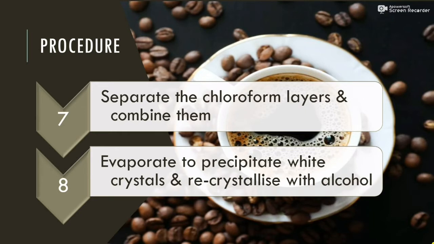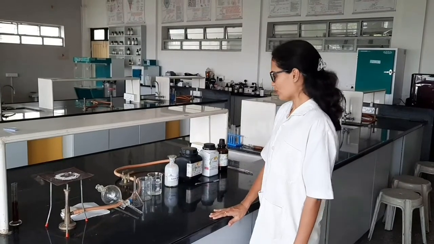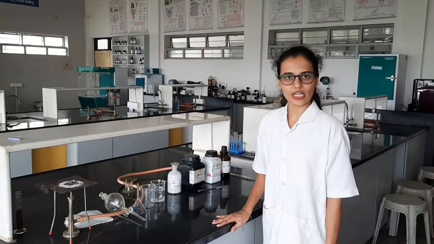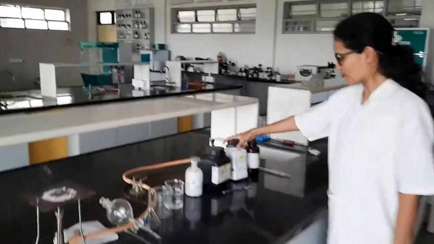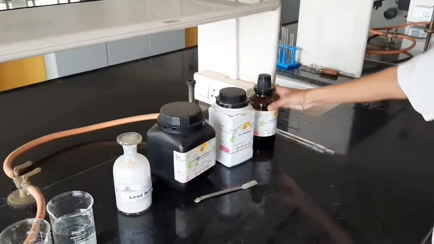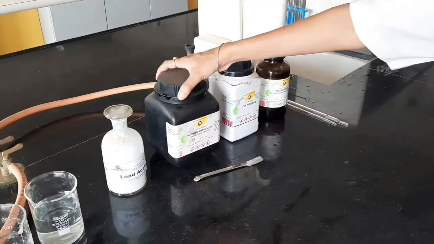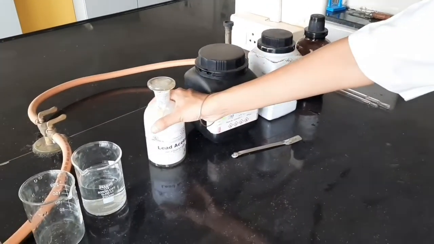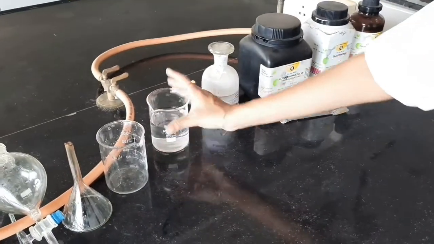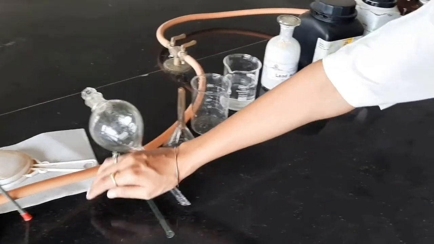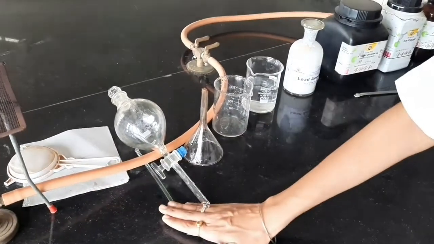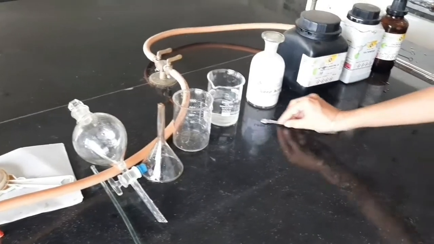Now we will see the procedure part of this. Now we will perform the practical extraction of caffeine from tea leaves. For that the requirements are tea powder, chloroform, activated charcoal, lead acetate, distilled water, empty beaker, funnel, separating funnel, filter paper, glass rod and spatula.